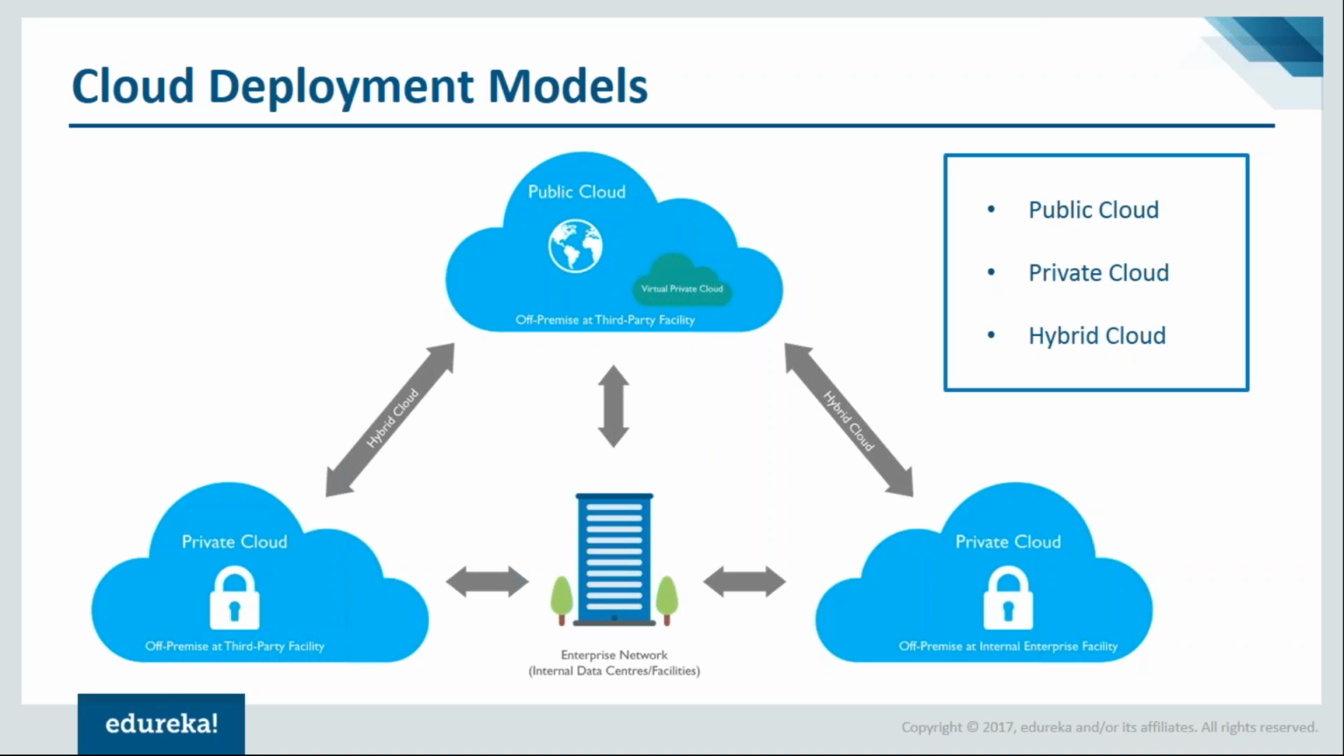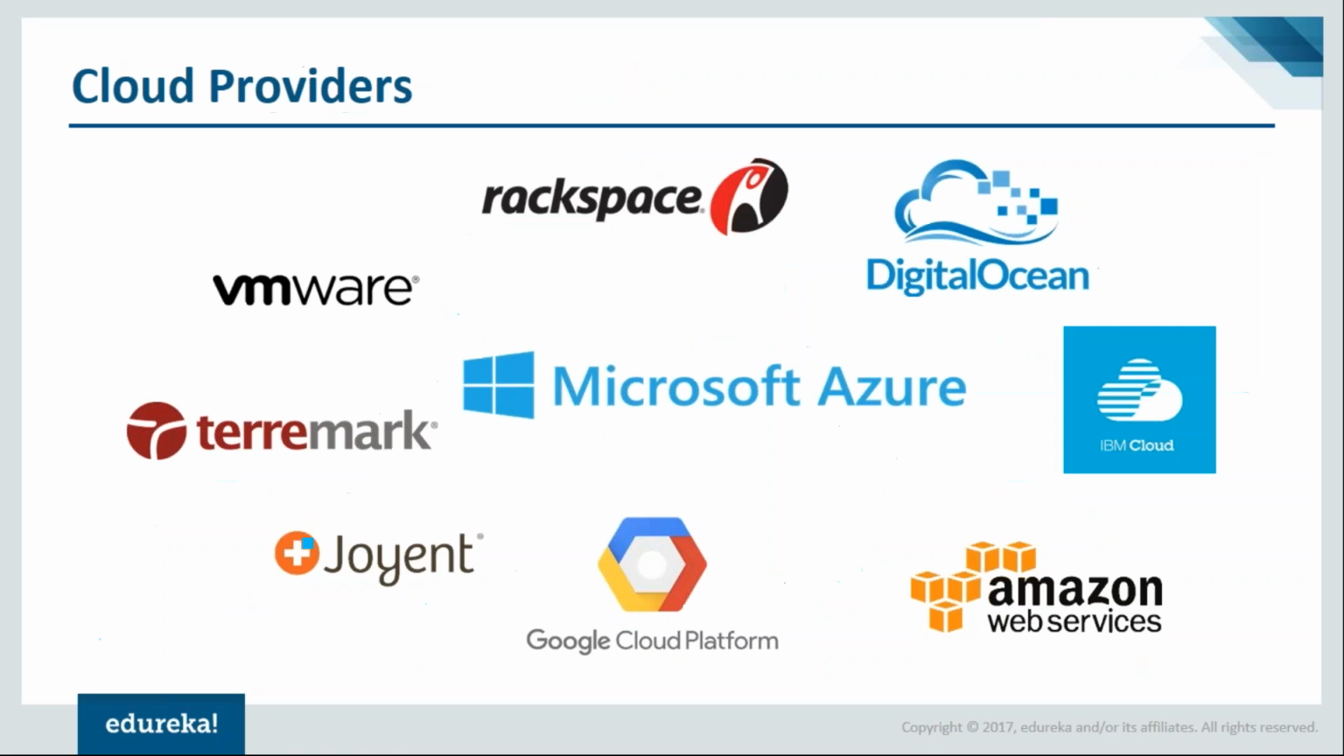Now like I said, the cloud industry is booming, right? So there are a lot of cloud providers coming in, and it becomes very difficult for you to choose or to judge which cloud provider is the best, right? So we have listed down the top 12 cloud providers which are out there in the industry right now, and these cloud providers are Microsoft Azure, obviously, and then you have DigitalOcean, you have IBM Cloud, you have AWS, Google Cloud Platform, Terremark, and VMware, right?